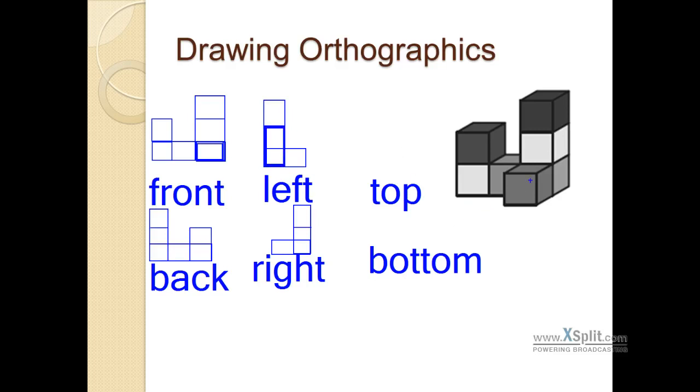Top and bottom views now. I'll see this side. I'm going to put this in red. I'm going to see this side, this side, this side, and this side. It looks like it goes 3 over, 1 down. So I'm going to go ahead and draw that right here. 3 over, 1 down. The view is going to look something like that.